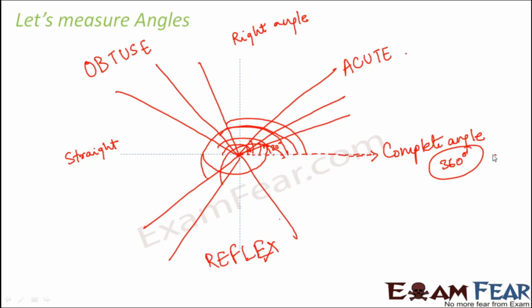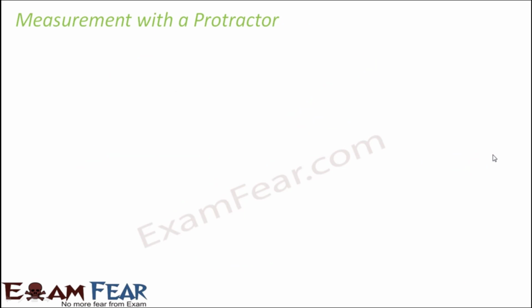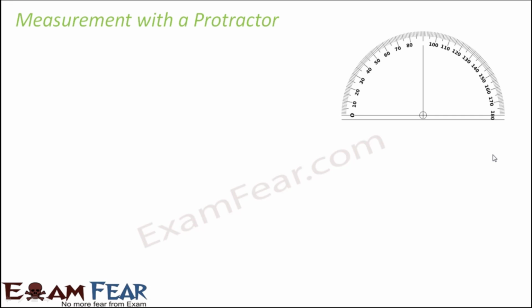So these are the various types of angles that we have learned. So how do we measure an angle? We measure it using a protractor. Now you would have seen a protractor inside your geometry box. So now we will understand how we make use of a protractor to find the measurement of an angle. So we will learn it step by step.